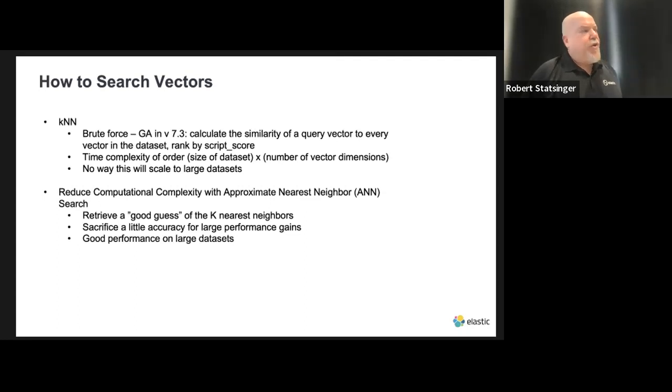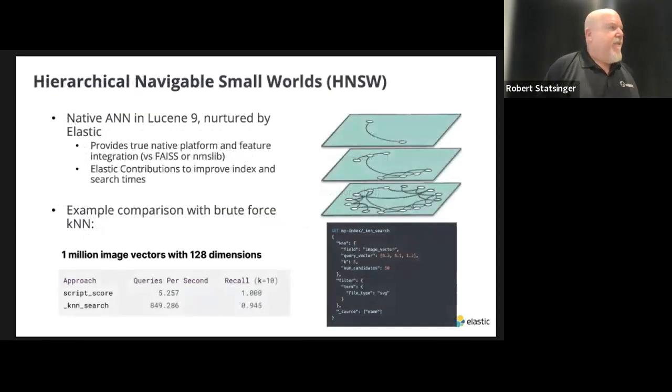Okay. It retrieves a good guess of the k nearest neighbors, sacrificing a little accuracy for huge performance gains and good functionality on large data sets. And the approach we chose is hierarchical navigable small worlds. Okay, this is a very common regime for approximate nearest neighbor search. It's native in Lucene 9. That was very important in our thinking. We wanted to do this based on the most native platform where we could. And in fact, we helped inject this into Lucene 9, and we're helping to nurture the feature.